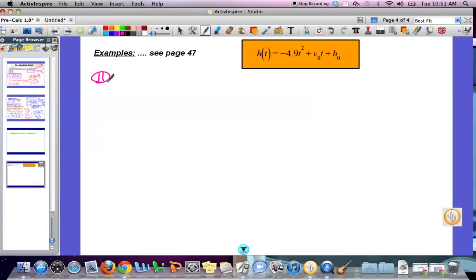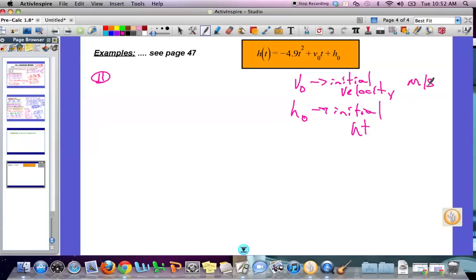Number 11. So here's a formula from physics that says the height of an object at any time t is negative 4.9 t squared, t is time in seconds, times your initial velocity. This v sub 0 is my initial velocity. And my h sub 0 is my initial height. This formula is when we're dealing with velocity in meters per second. So of course my height would need to be in meters.